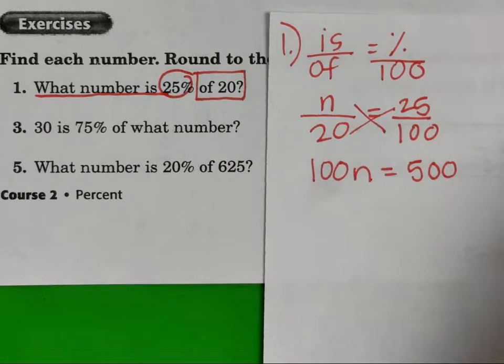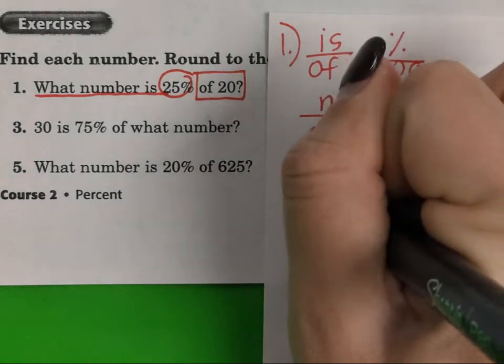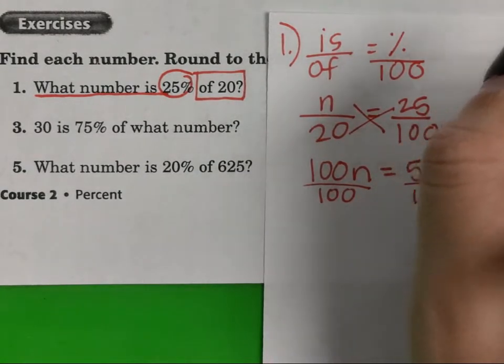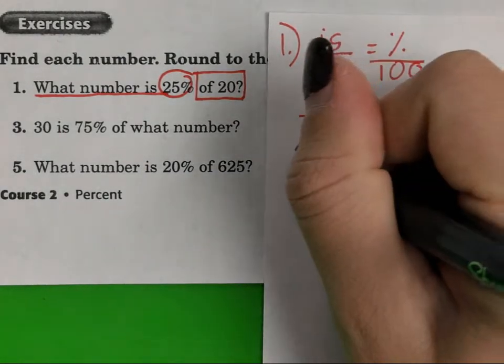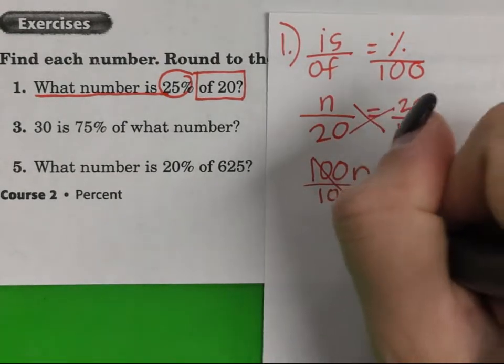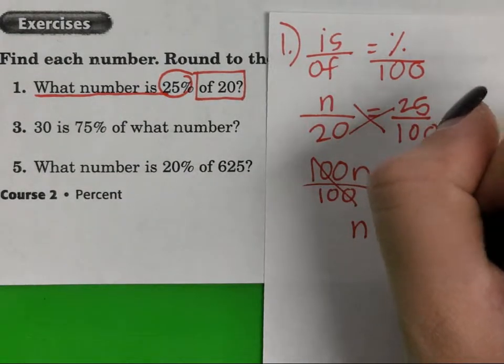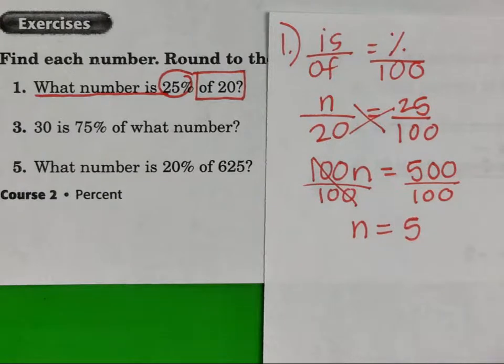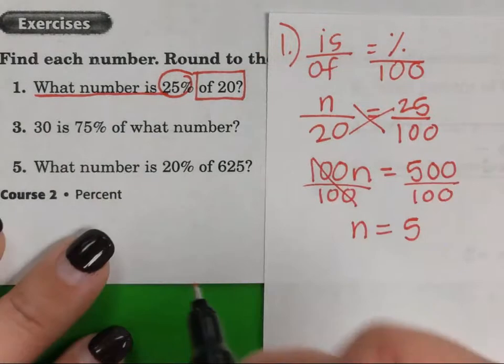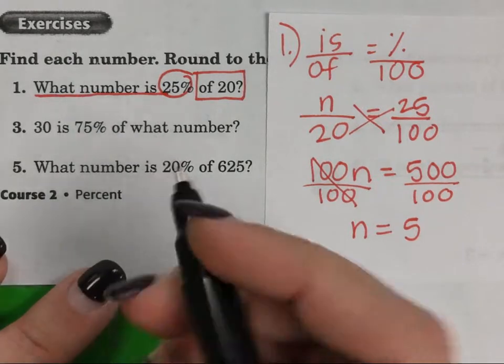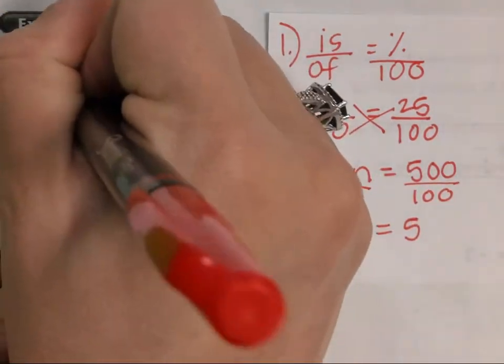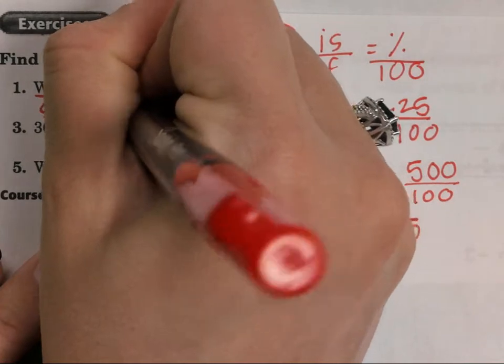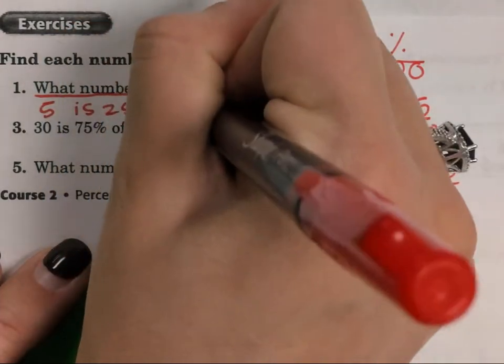Good try. We can't subtract. We have to divide. Divide both sides by 100. So these 100s cancel, and it leaves me with n equals 5. So what does that mean? It means, I'm just plugging it in, so what number is? So that means 5 is 25% of 20.